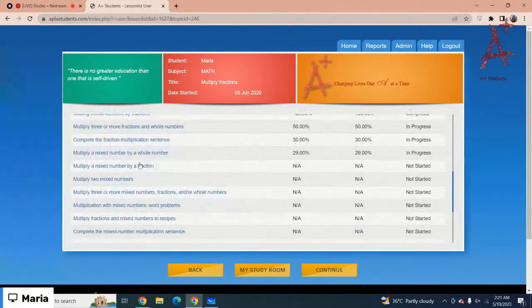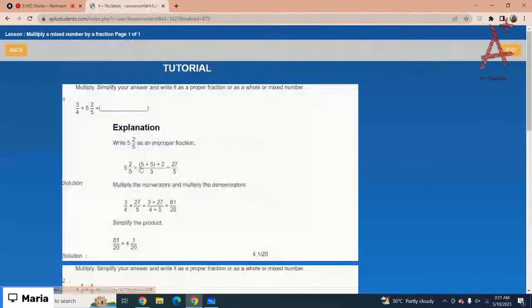Okay, the next lesson is multiply a mixed number by a fraction. So now you are going to multiply a mixed number by a fraction. Basically it's the same as multiplying two fractions. You just have to convert the mixed number into an improper fraction first. Then they both are fractions. So like we multiply fractions, you need to do numerator times numerator and denominator times denominator. Got it? Just look at the first example.